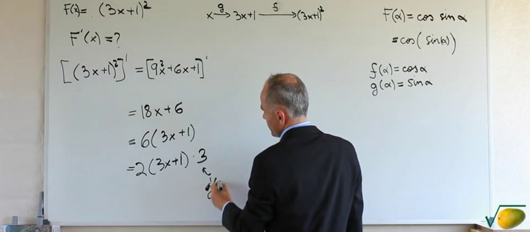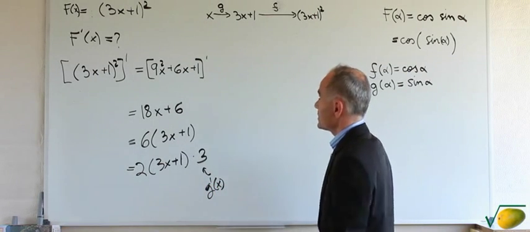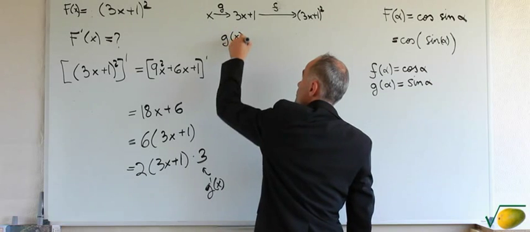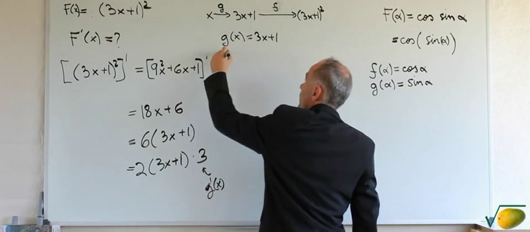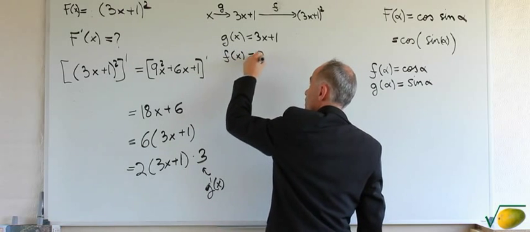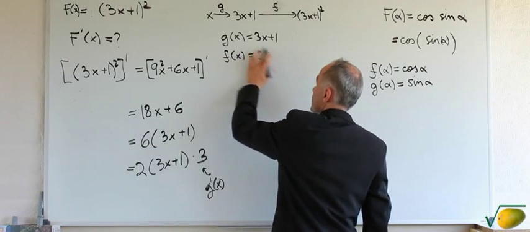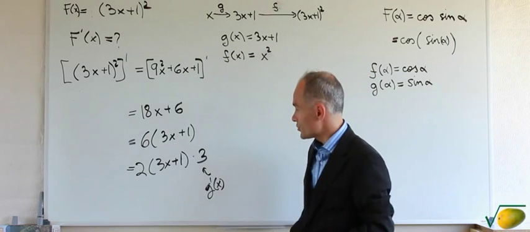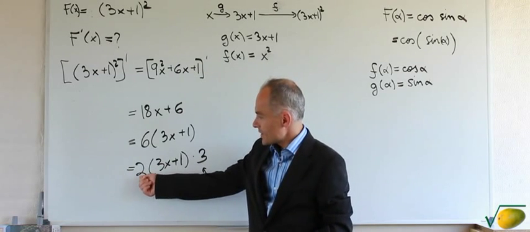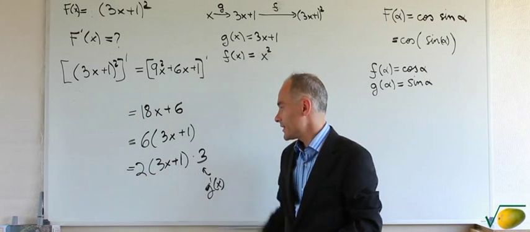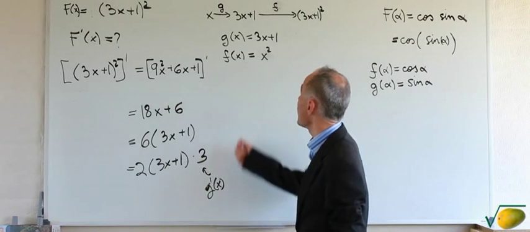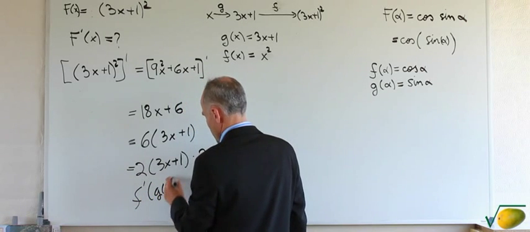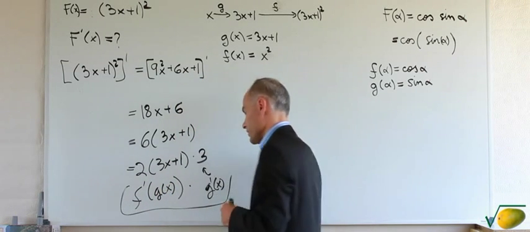So 3 is the derivative of the inner function, and the derivative of the outer function, lowercase f of x. So g of x is 3x plus 1, and lowercase f of x is equal to, sorry, it's equal to x squared. So the derivative of x squared is 2x. So basically that's the derivative of f, but not evaluated at x, but at 3x plus 1, so at g of x. And that will be the power, the chain rule.